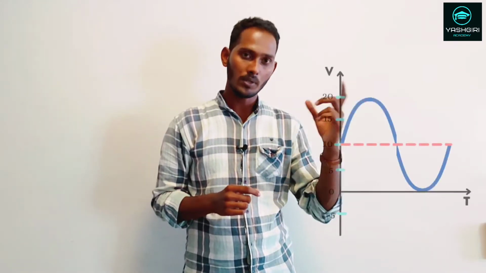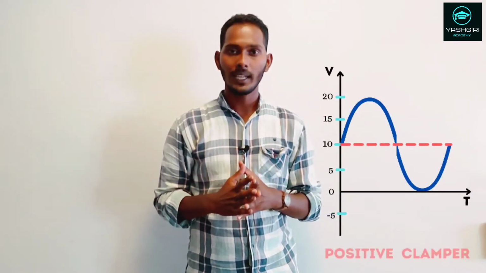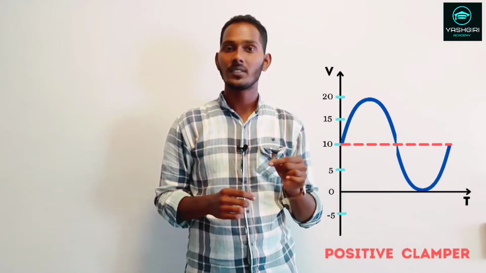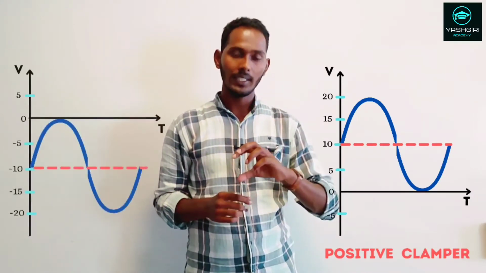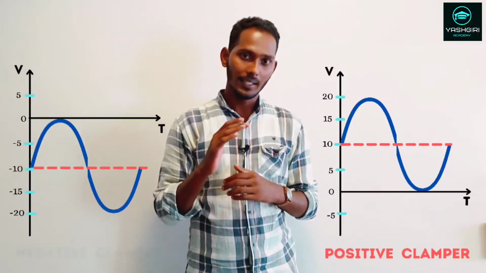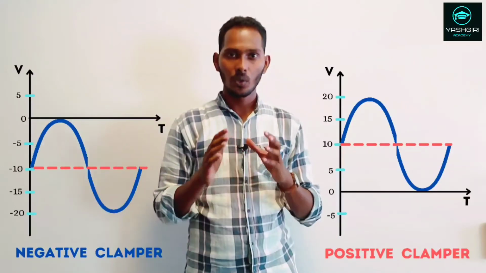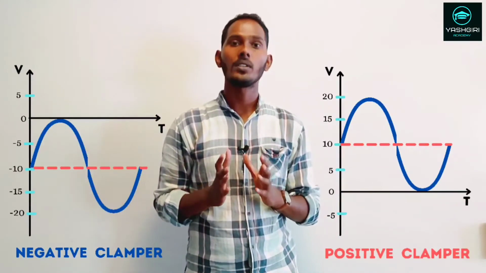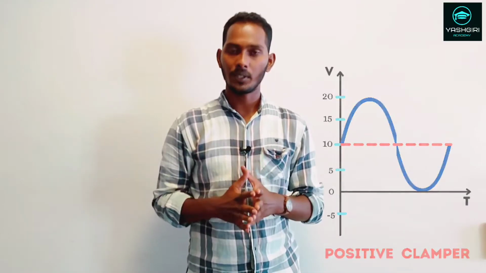Now there are two types of clamper circuit. The one that shifts the AC reference level to the positive side is called a positive clamper circuit, and the one that shifts the AC reference level to the negative side is called the negative clamper circuit. In today's class we are going to focus on the positive clamper circuit.